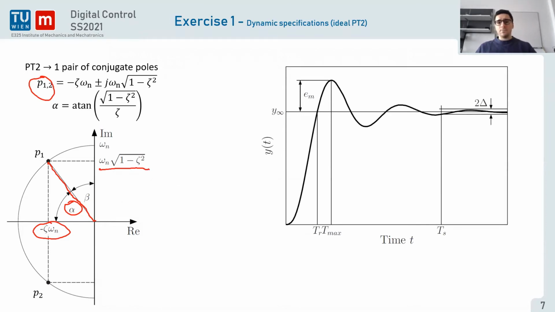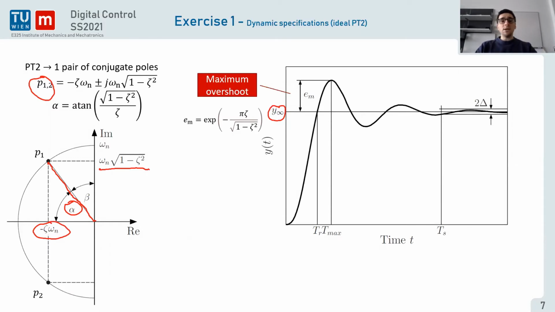So here is the output step response of our PT2 element. And you can see that there are multiple physical properties that we can consider. The first one is the maximum overshoot. The maximum overshoot is how much above the required value, y infinite, which is the target value, your output is going to be during the step response. And this is defined only using zeta. So only using the damping ratio, or damping factor, zeta, you can already define the maximum overshoot in percent. It's always directly in percent in this formula.